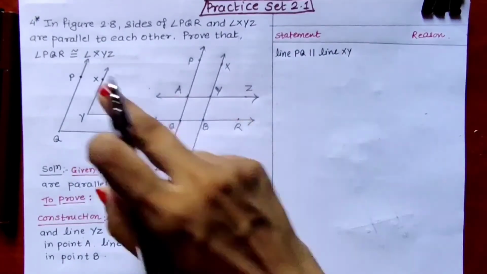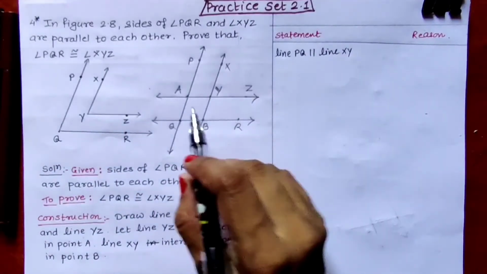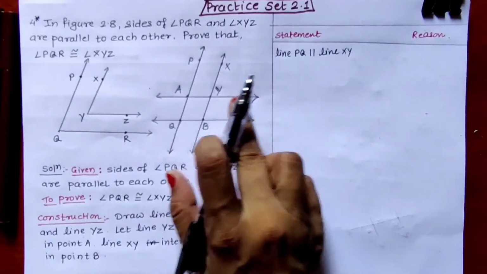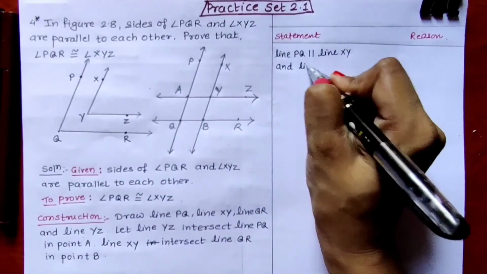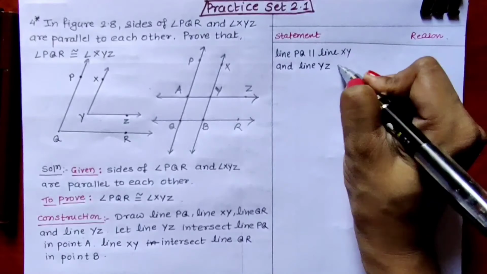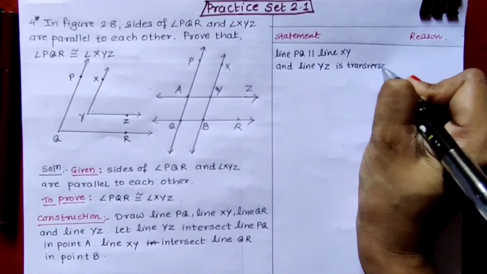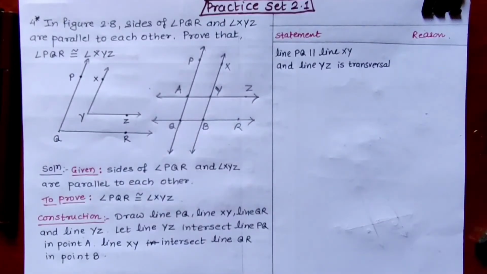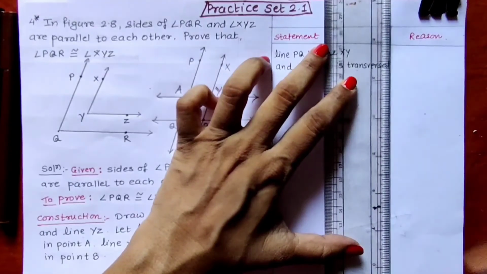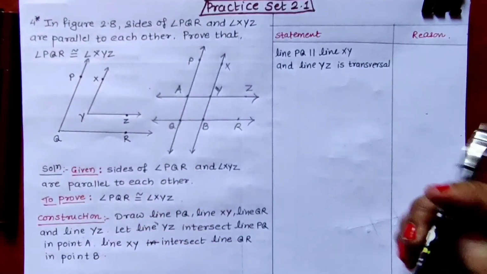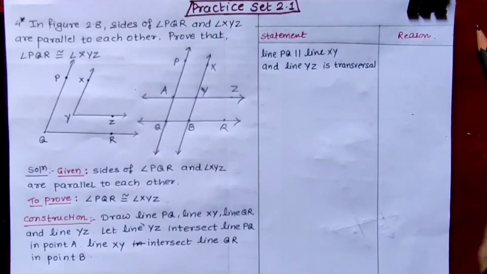This is given to us because they are 2 sides of given angles. And we will take this YZ as the transversal. This line YZ as the transversal. And line YZ is transversal. Okay. I will have to make the column for reason. I am having very small space, so I will be making the small space over here.